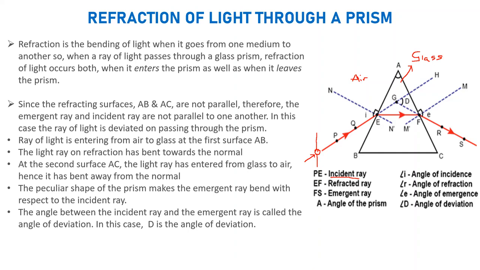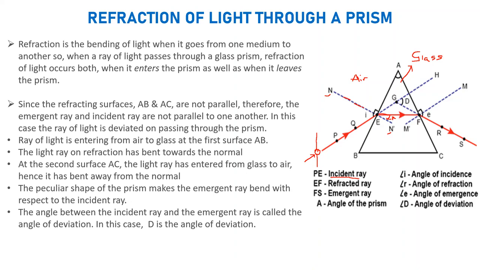So what you have to do, you have to draw a triangle, then immediately draw a normal here. This is a normal, and N dash is a normal. This normal is drawn on the surface AB. Clear? Now if you see, this light has bent towards the normal. This PE has bent towards the normal. So this is my angle of refraction. So this is bent towards the normal, and it is passing through the prism.